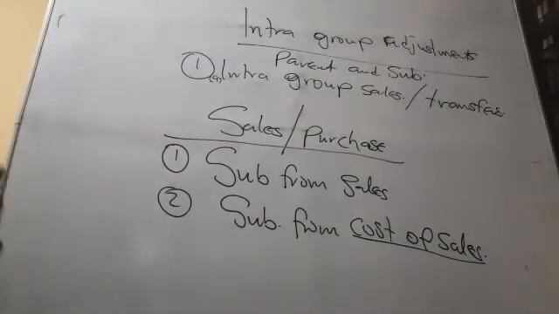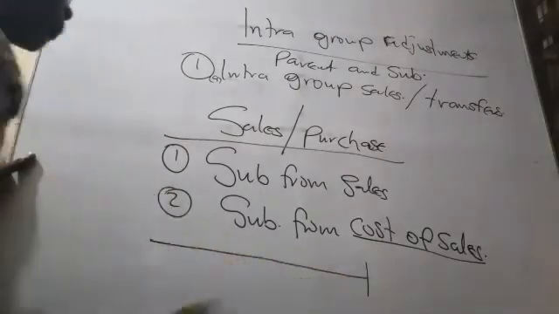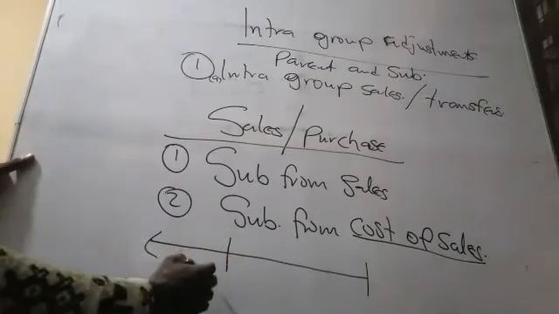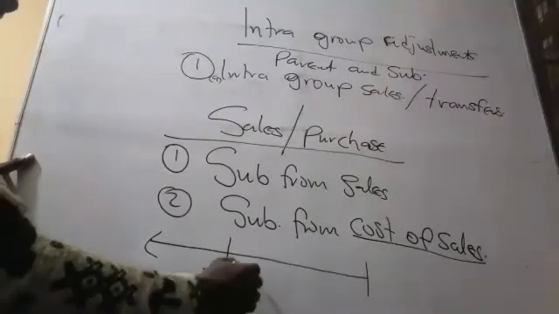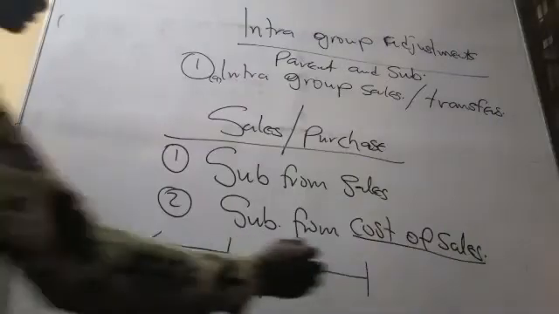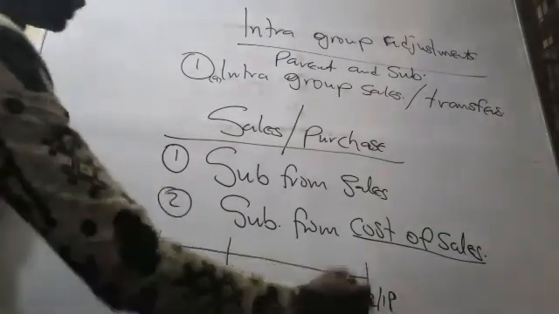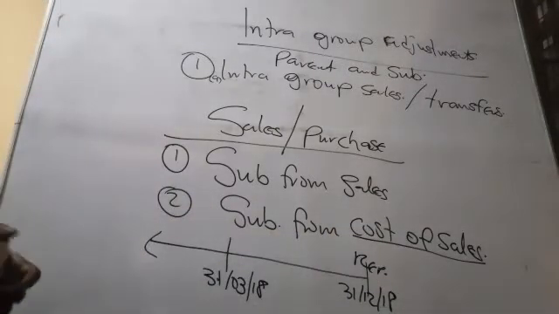Post-acquisition what? Sales. Let's assume that the parent acquired a subsidiary on 31st March 2018. We are preparing the financial statements as at 31st December 2018. This is a reporting period. This is a consolidation period. Now the issue is this.